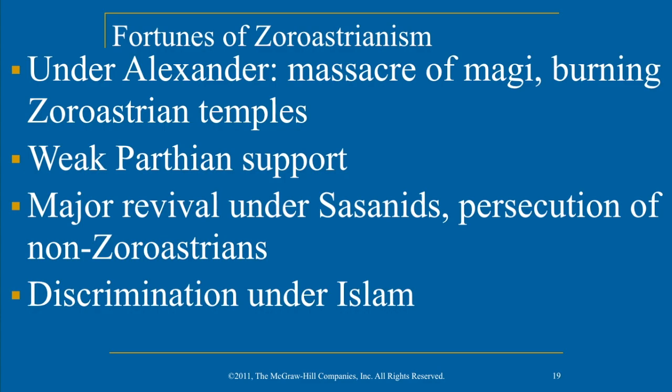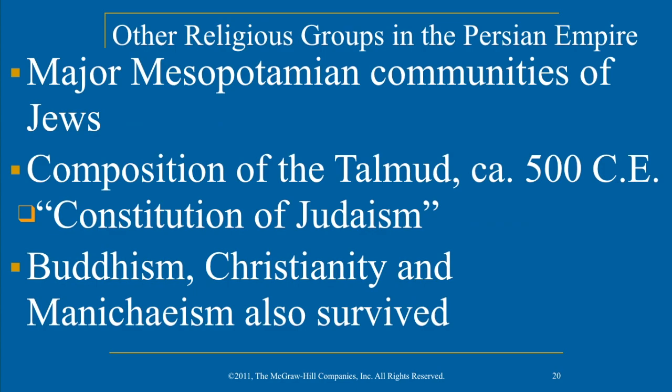And today, there's very few Zoroastrian followers, but it's still centered around that area of Persia where mostly Islam dominates today. Other religious groups in the Persian Empire: major Mesopotamian communities of Jews. The Jews were originally based in what we would call Israel, Palestine today, and they had spread out throughout the Mesopotamian area to live in smaller communities. They did compose the Talmud around 500 CE.